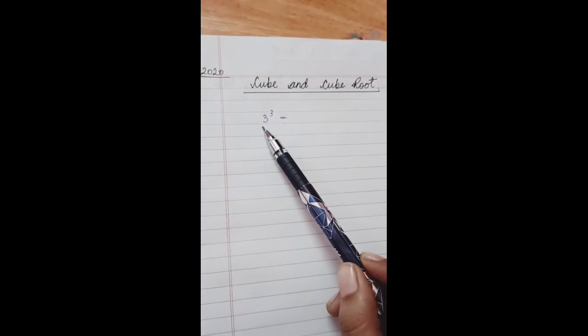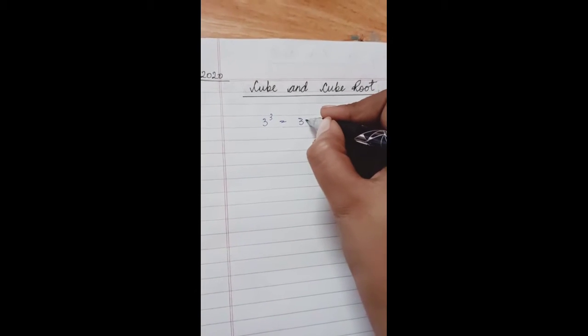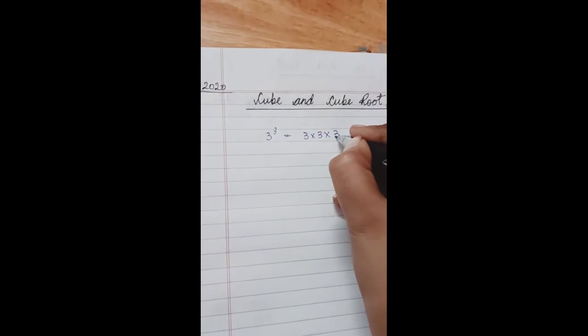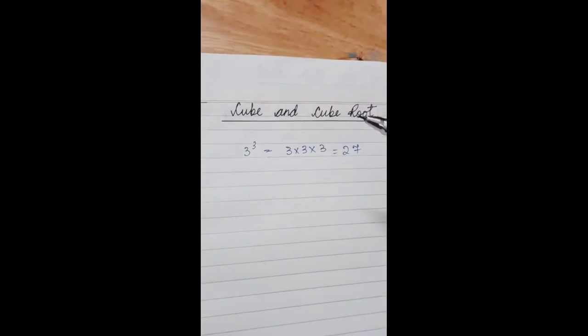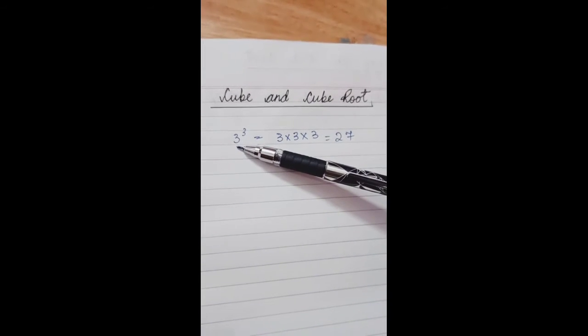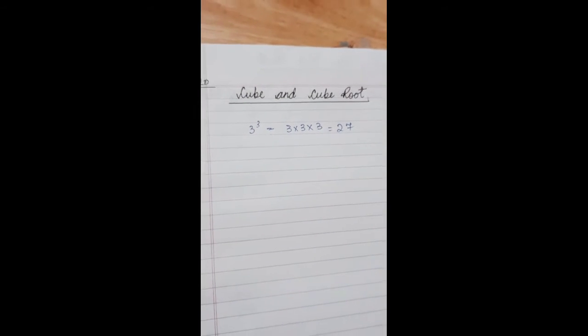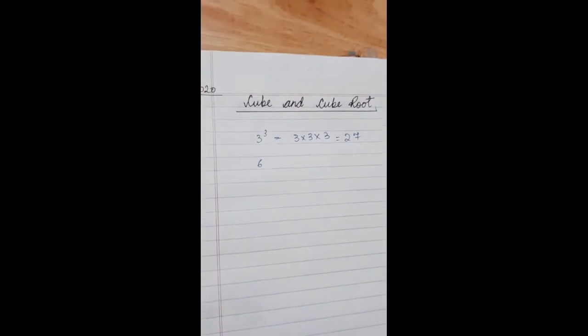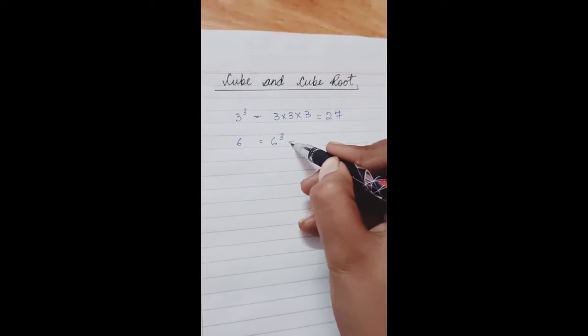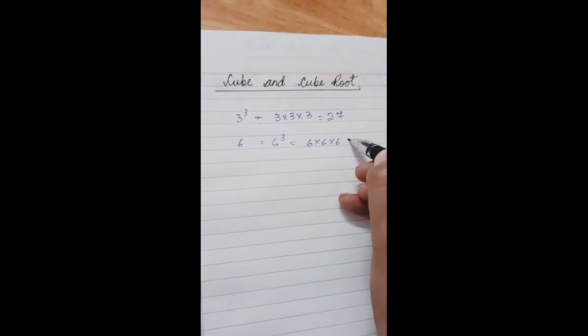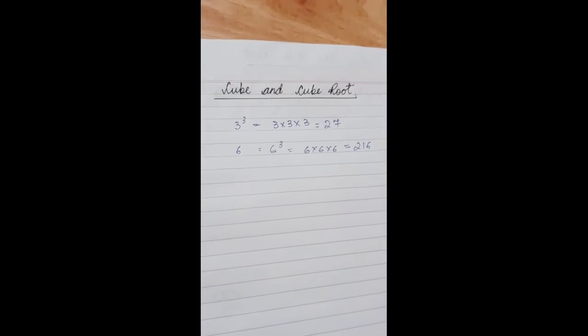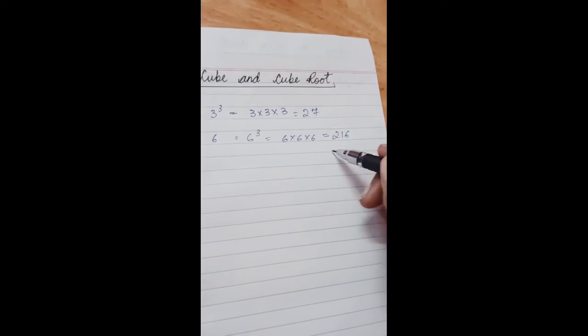The cube of 3 here is 3 to the power 3, which means 3 multiplied by 3 multiplied by 3, which gives 27, right? So the cube of a number is that number raised to the power 3. For example, the cube of 6. The cube of 6 is 6 to the power 3, which equals 6 multiplied by 6 multiplied by 6, which gives 216. So the cube of 6 is 216.